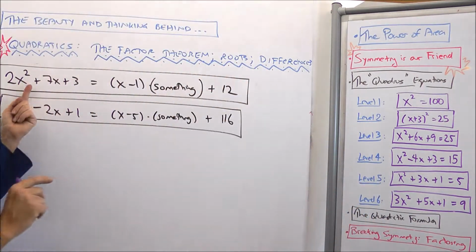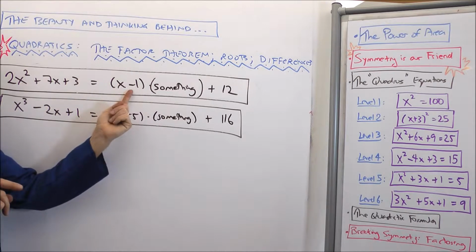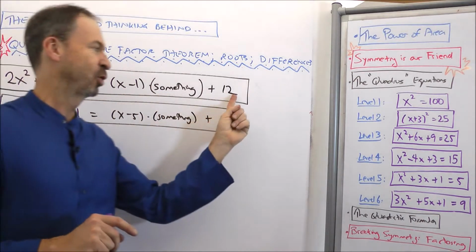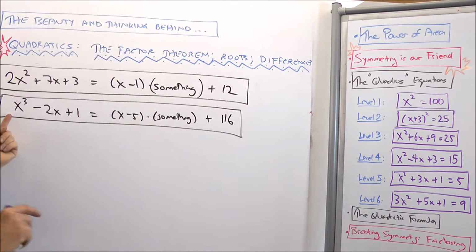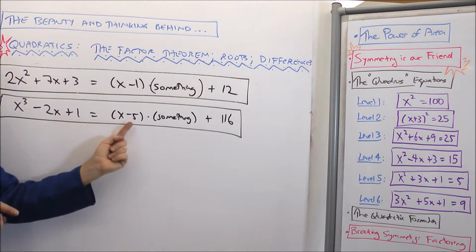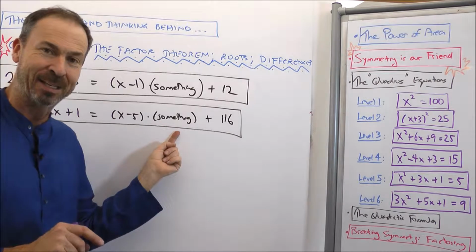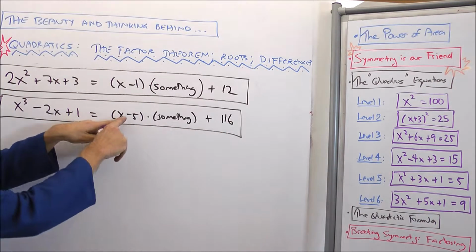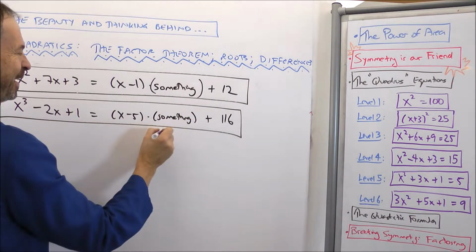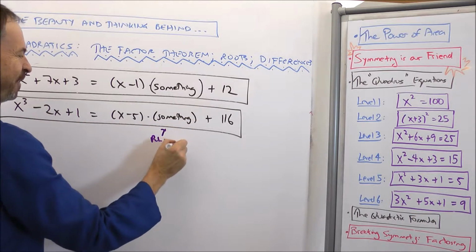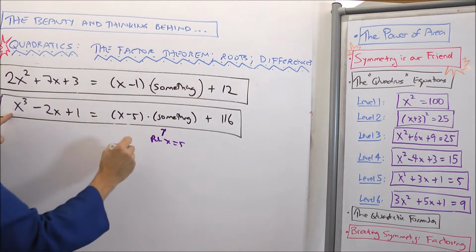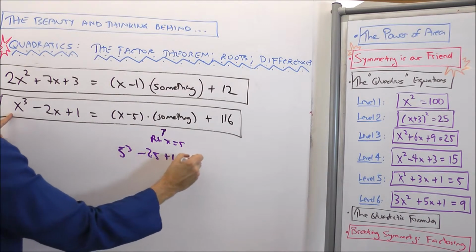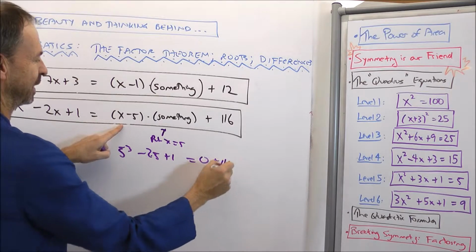We showed that 2x squared plus 7x plus 3 is almost a multiple of x minus 1. It equals x minus 1 times something plus an extra error term of 12. And this expression, x cubed minus 2x plus 1, did equal x minus 5 times something with an error term of 116. So what happens if you put in x equals 5 here? Put x equals 5. We got this as nothing. You get that 5 cubed minus 2 times 5, plus 1 equals 0 plus 116.